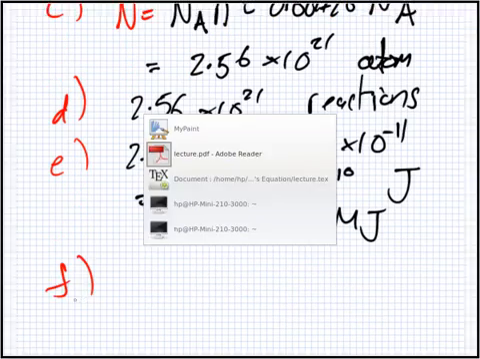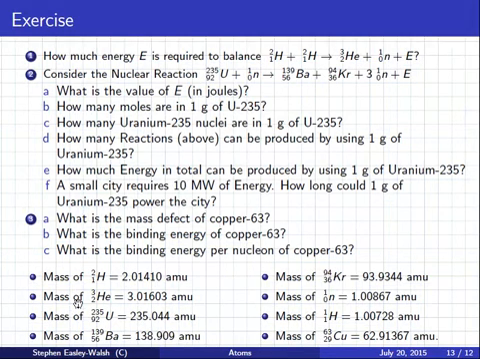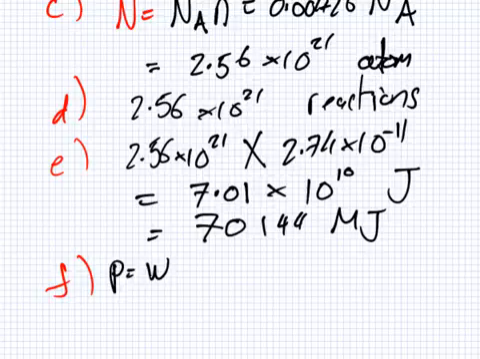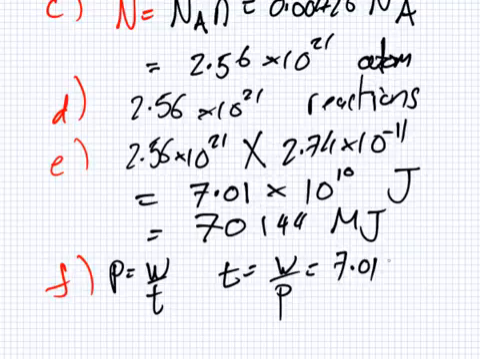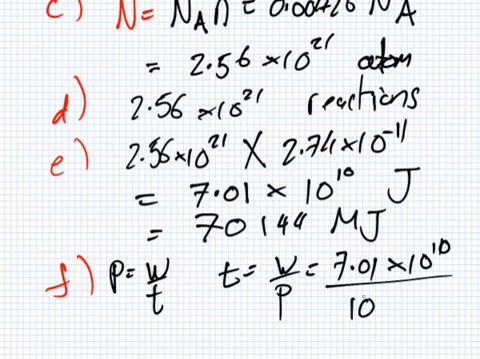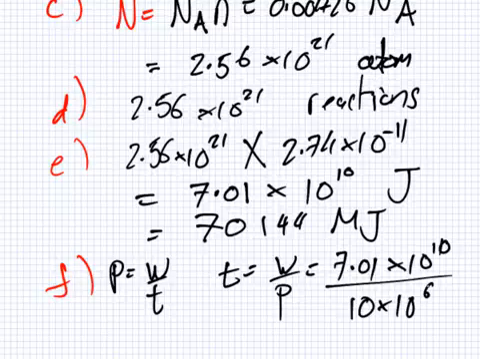So the next part now is, if a small city requires 10 megawatts, how long could 1 gram of uranium last? Well, what's the formula for power? Work over time. So time is work over power. So that's 7.01 times 10 to the 10, and I need 10 megawatts. So that's 10 times 10 to the 6.